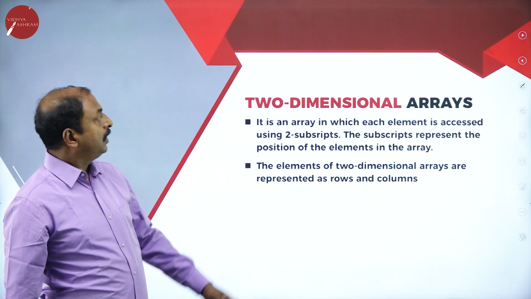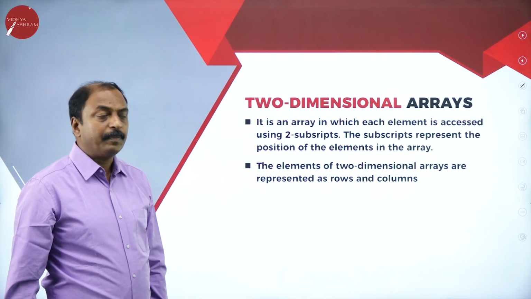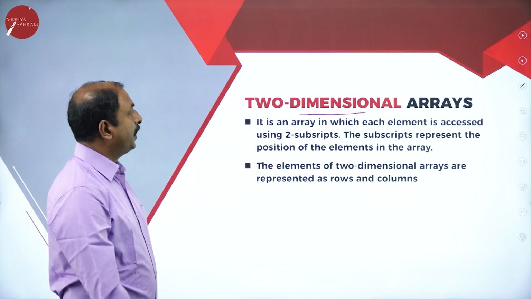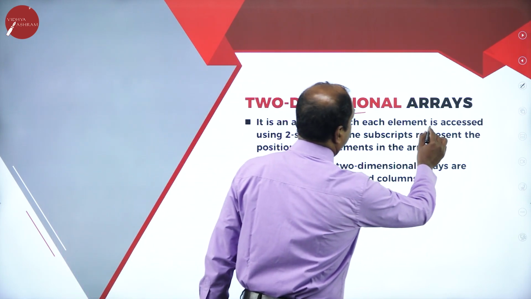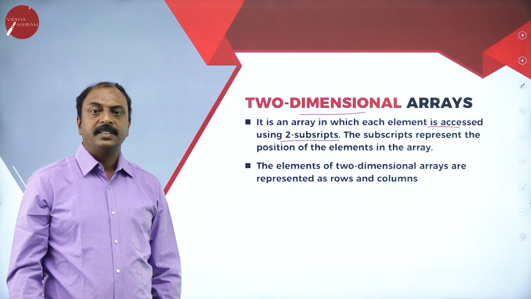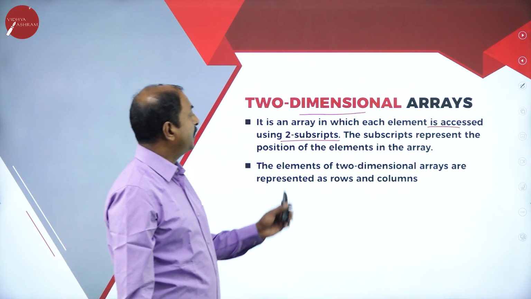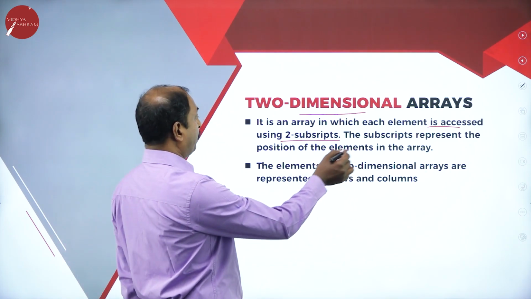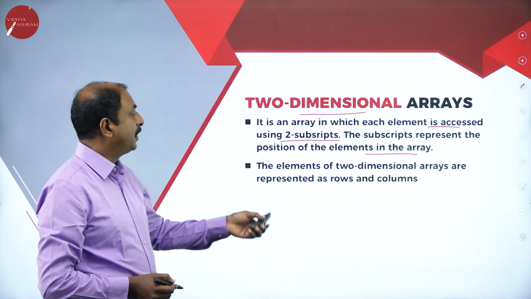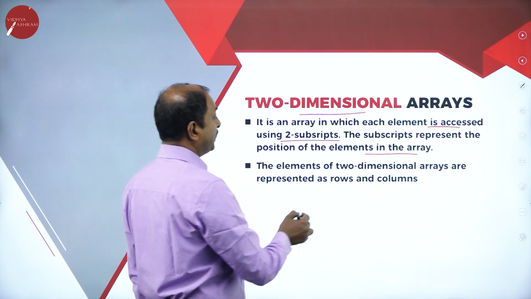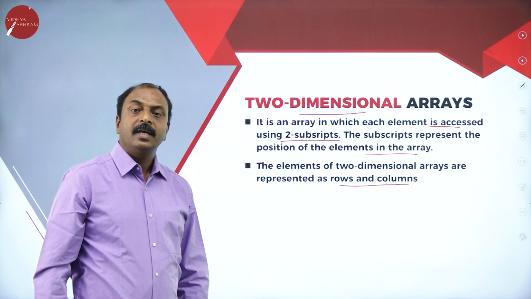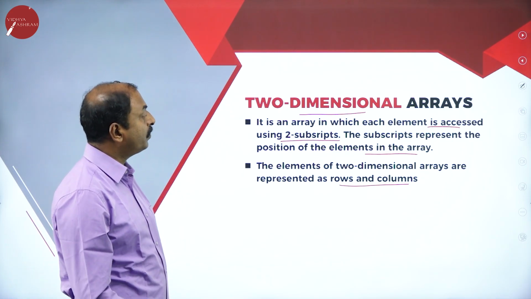Let us talk about another type of array, that is the two-dimensional array. So what is the definition here? It is an array in which each element is accessed by 2 subscripts. In the one-dimensional array, the element is accessed with 1 subscript, but here it is 2 subscripts, and the subscripts represent the position of elements in the array. The elements of a two-dimensional array are represented as rows and columns. Here we represent a two-dimensional array in the form of a table, or in the form of rows and columns.